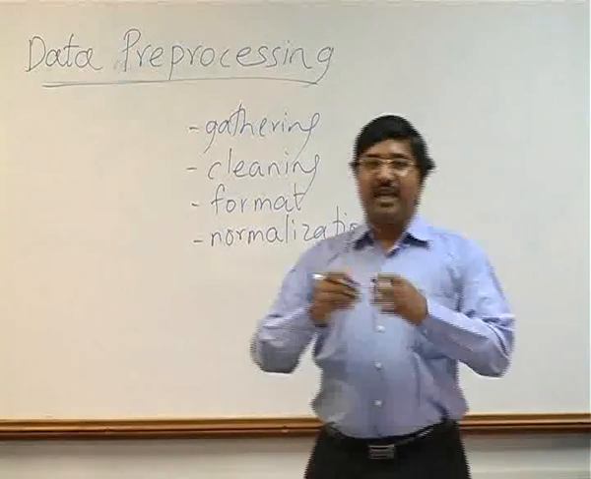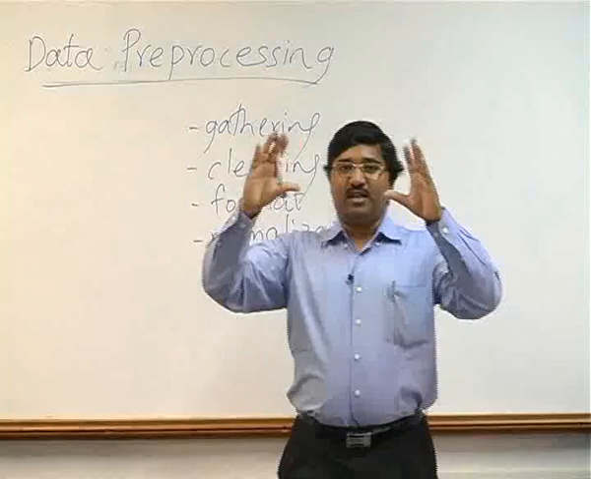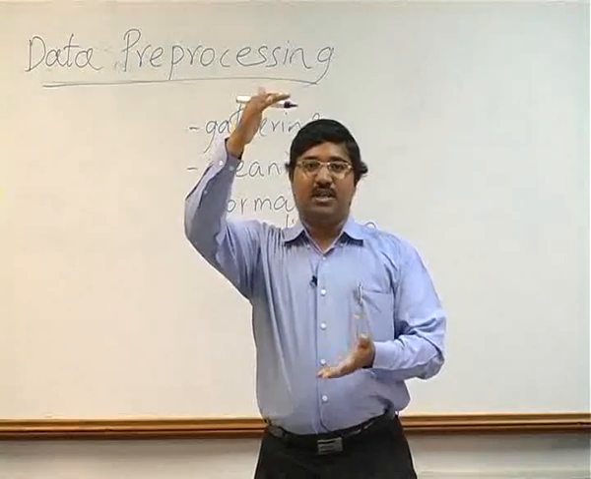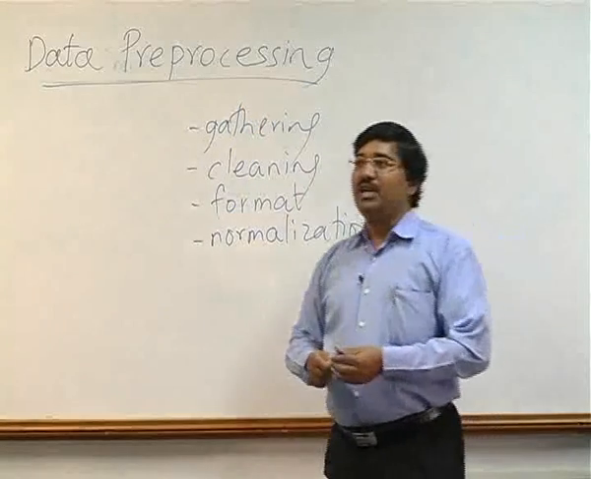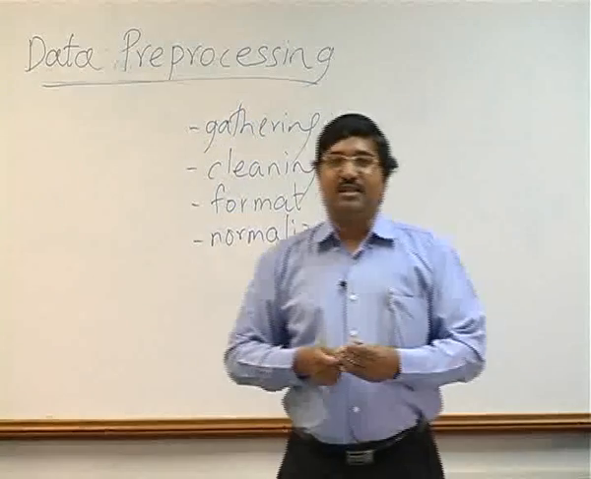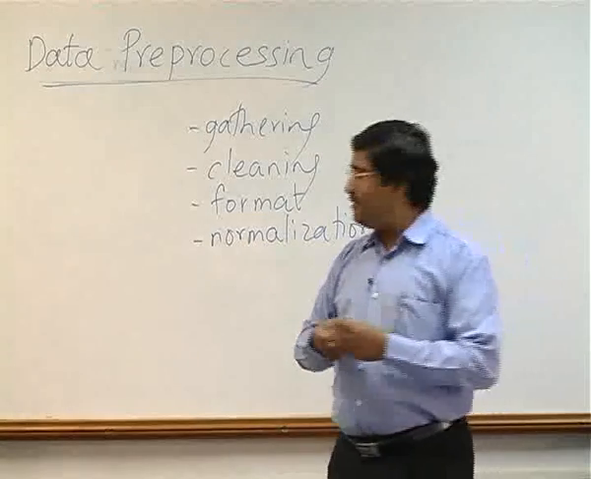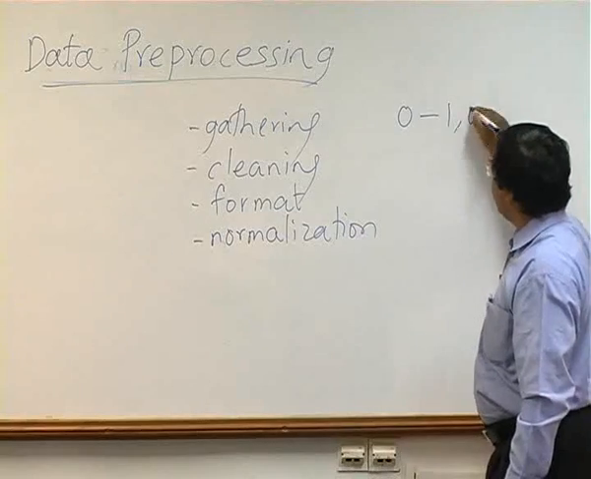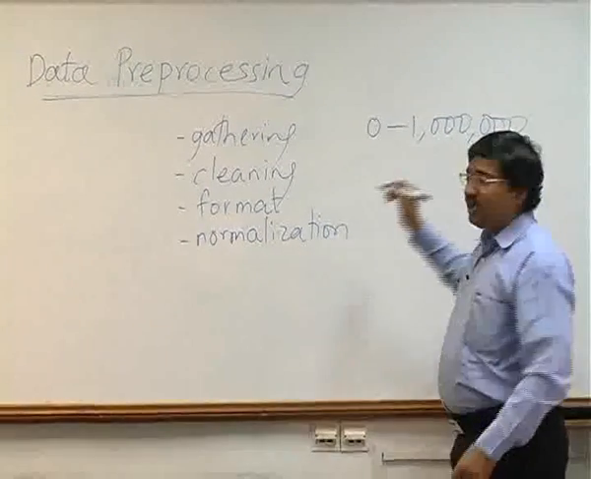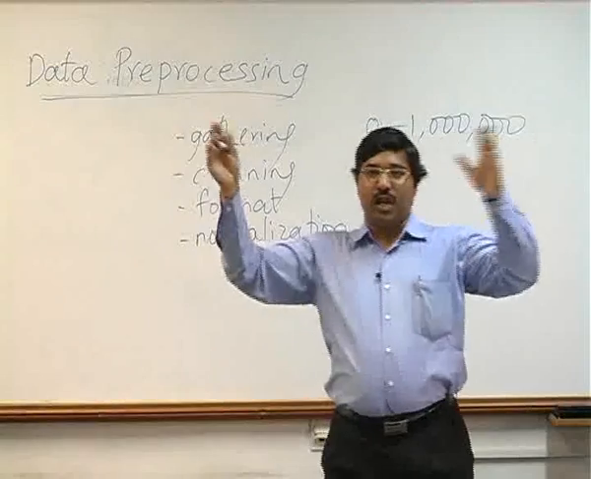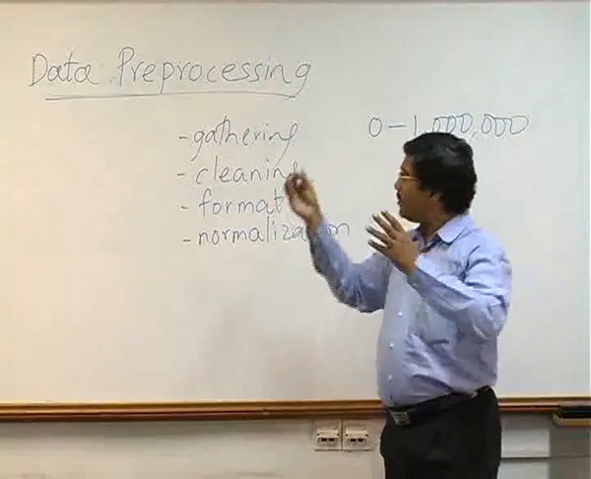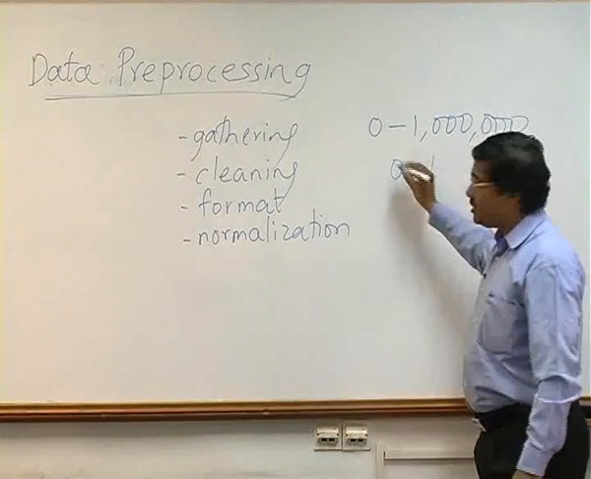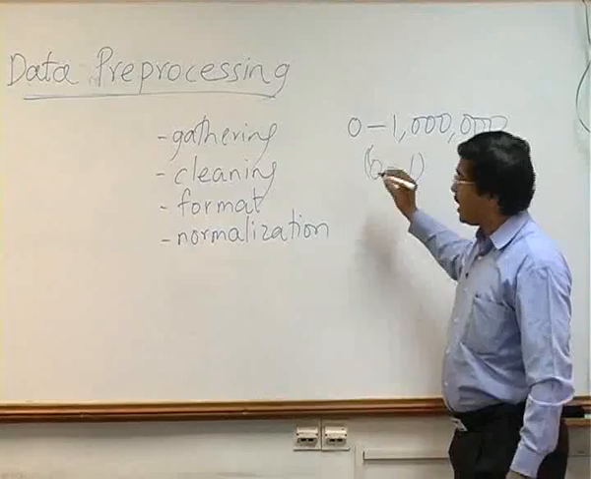Normalization consists of making the data into a kind of averaging of all the data into a uniform range. For example, suppose you have some attribute which has a range between, let's say, 0 and 1 million, and you might think that this range is too large. So you might want to normalize all the values that occur for this attribute into the range, let's say, 0 to 1. So there'll be fractional values between 0 and 1.